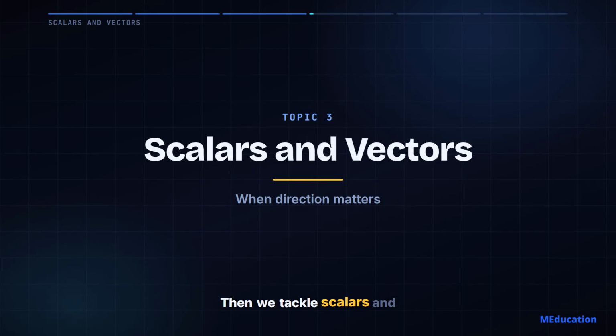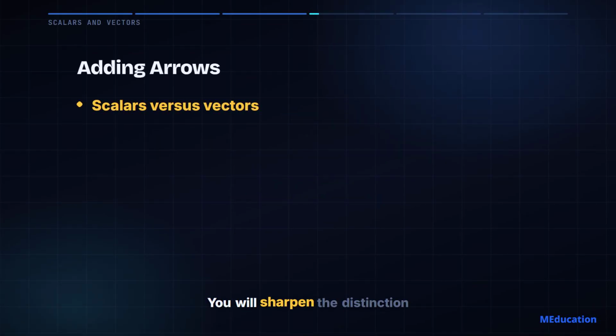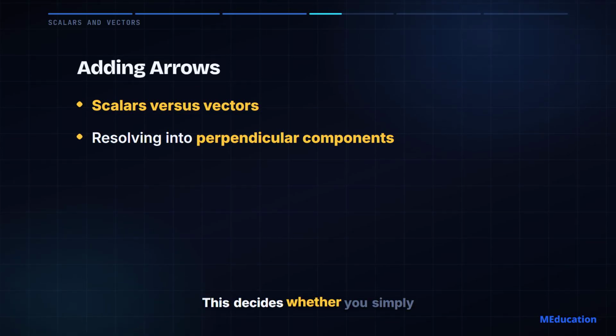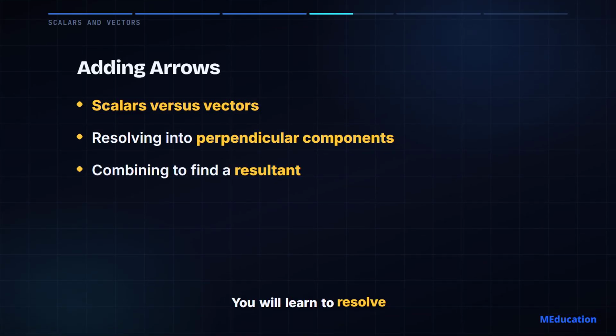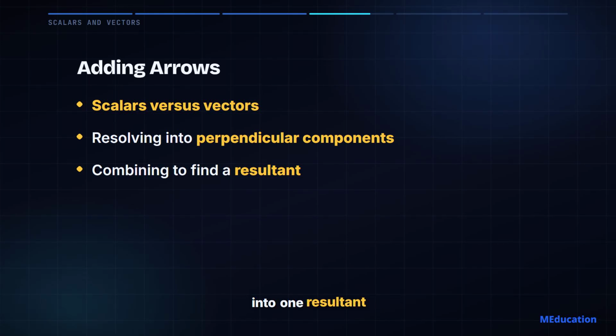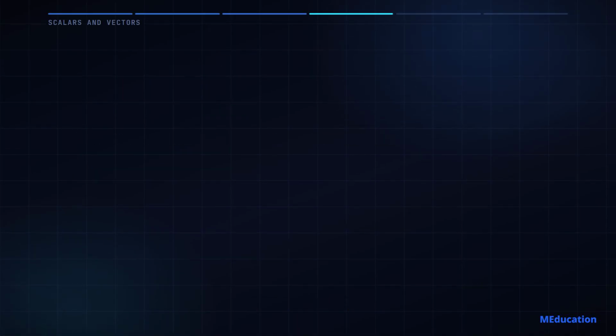Then we tackle scalars and vectors. You will sharpen the distinction between scalar quantities, which have size only, and vectors, which have size and direction. This decides whether you simply add numbers or add arrows. You will learn to resolve any vector into 2 perpendicular components and combine several vectors into one resultant. This single toolkit is the silent engine behind projectiles, forces, and fields for the rest of the course.